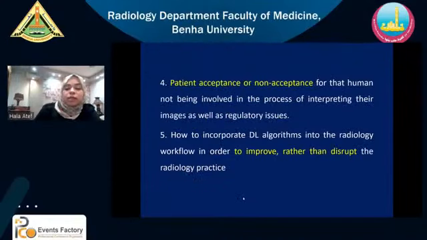Patient acceptance or non-acceptance of the human not being involved in the process of interpreting their images. How to incorporate deep learning algorithms into the radiology workflow in order to improve rather than disrupt the radiology practice.